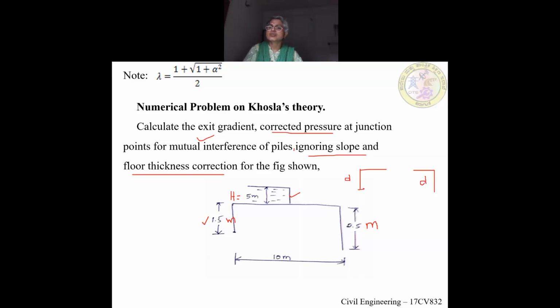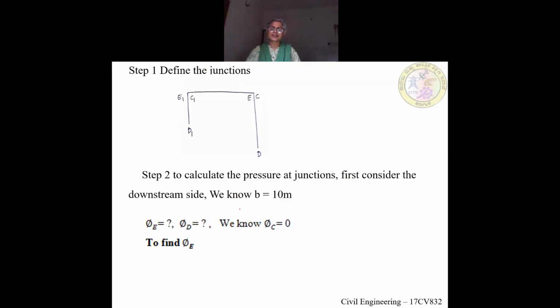So let us see how to solve this problem. Here this is d and this is d1. This depth is more, so the problem is slightly different in this case. If it is d and d, directly we can apply the formulas. So now let us first define the key points.